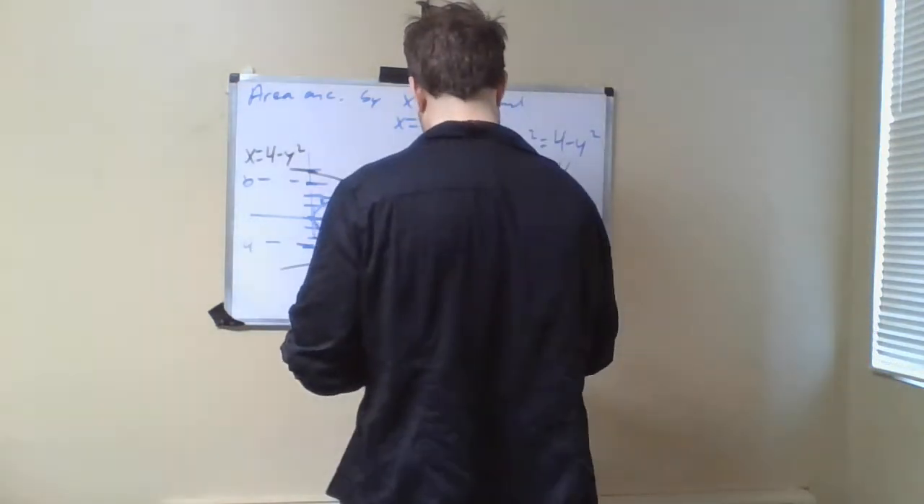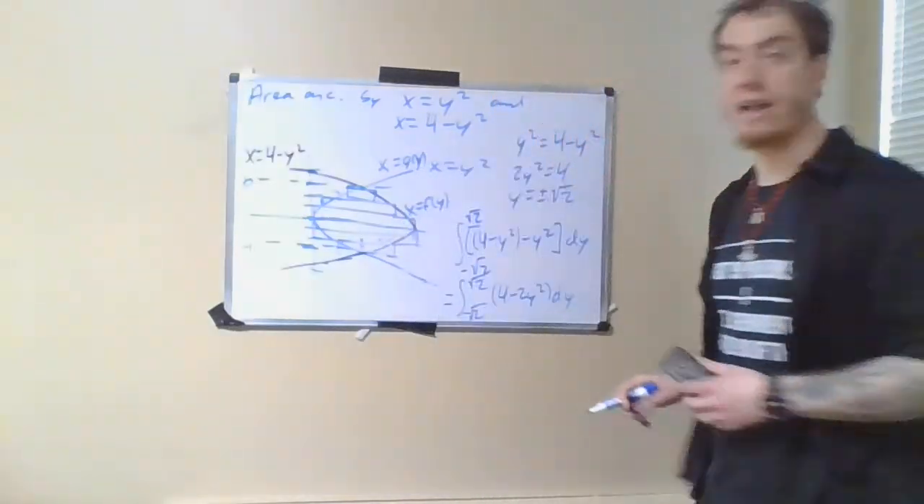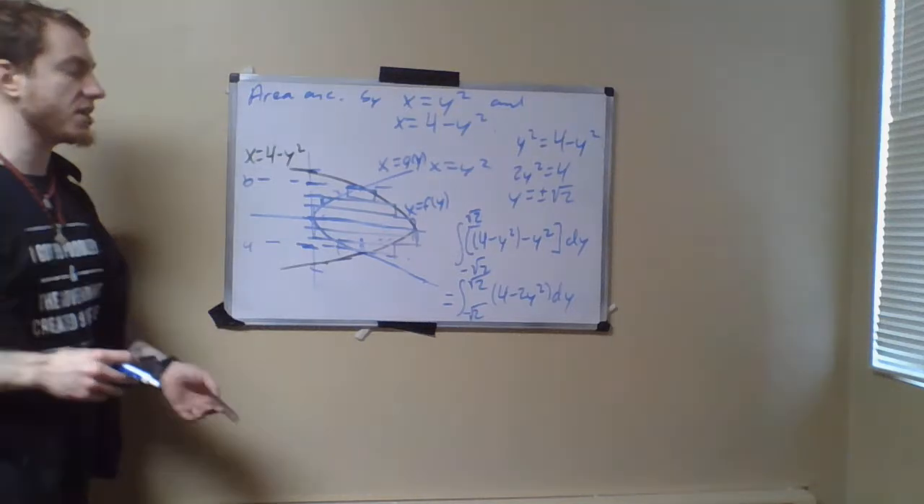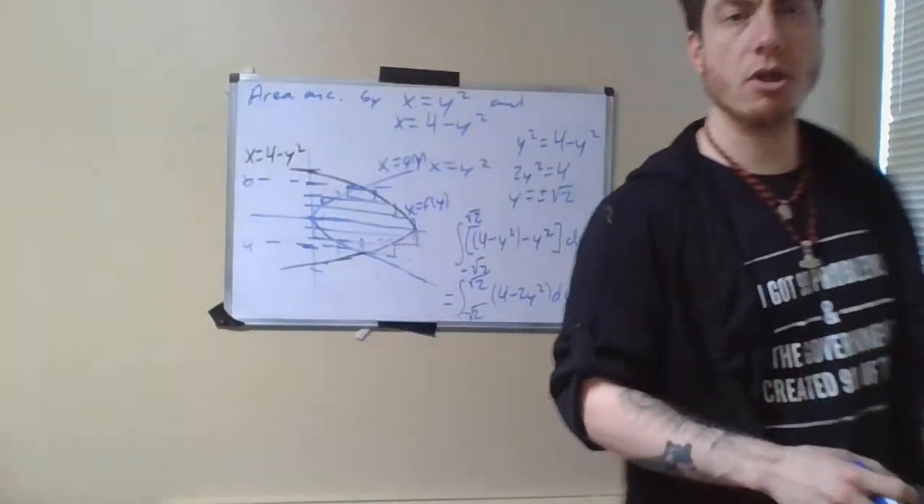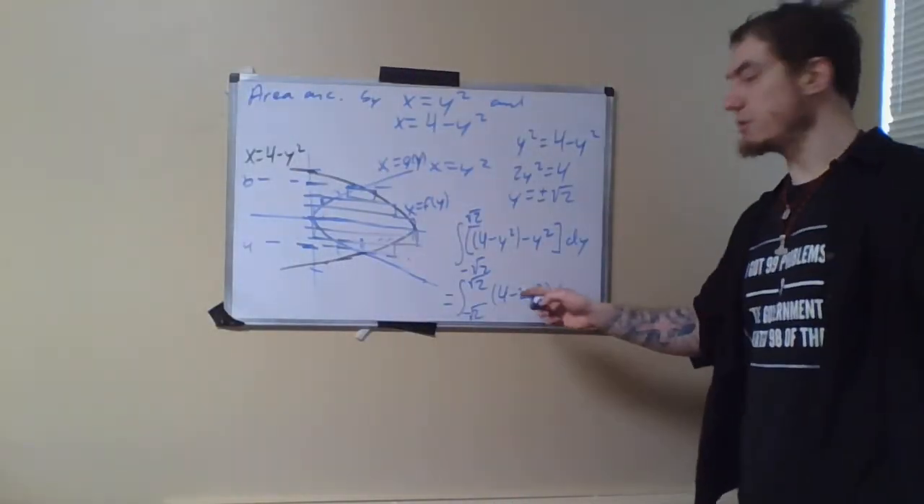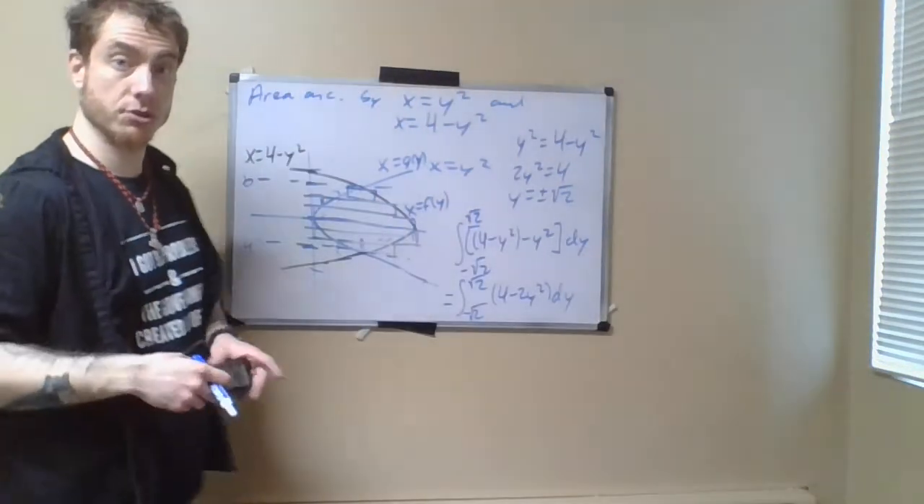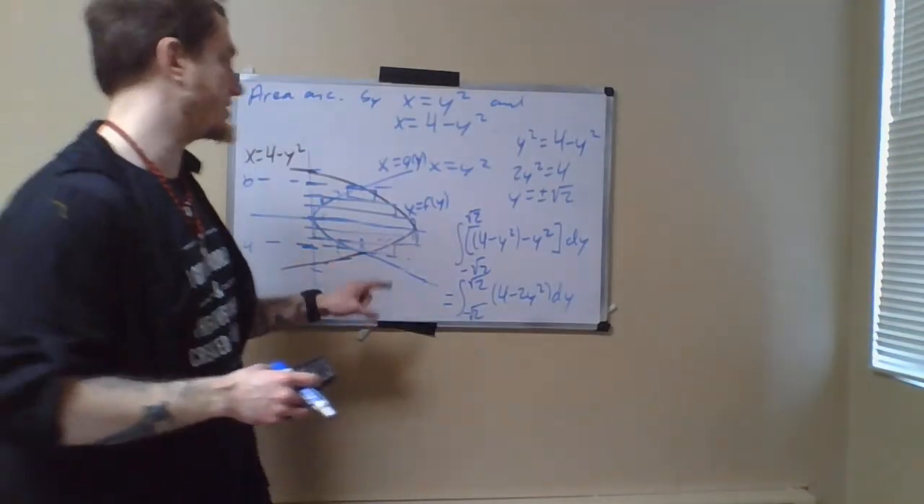So this is going to become the integral from minus square root 2 to positive square root 2 of 4 minus 2y squared dy. And now all I need to do is to figure out how to do this integral. Well, at this point, you're probably used to doing these kinds of integrals, so I'm not going to actually bother showing you the full solution here. But this is how you set up this integral.